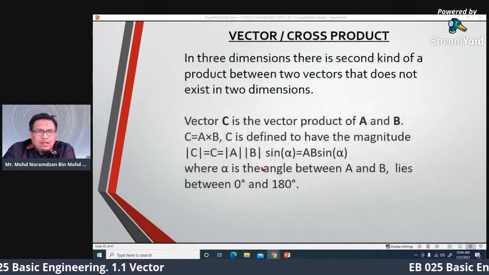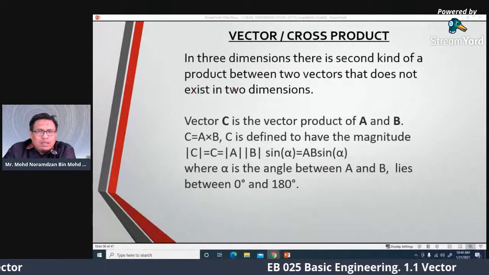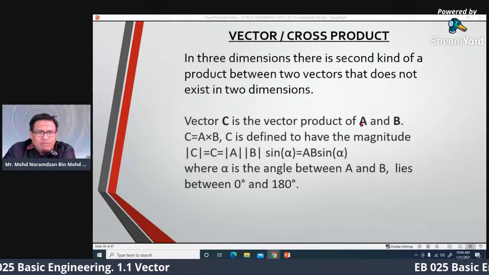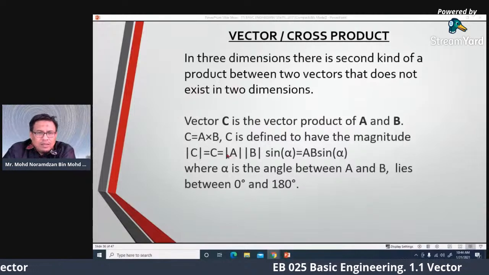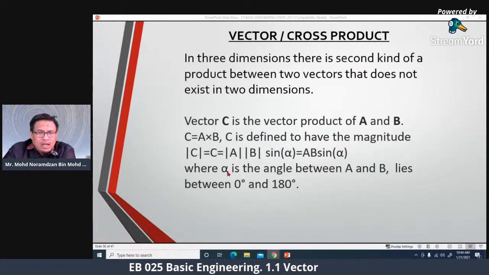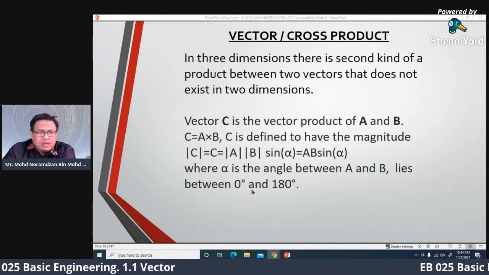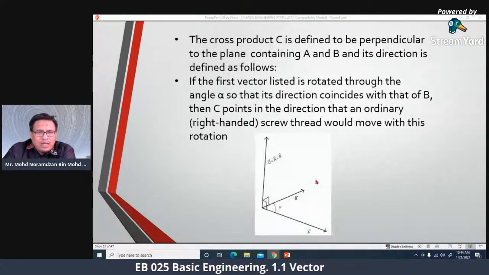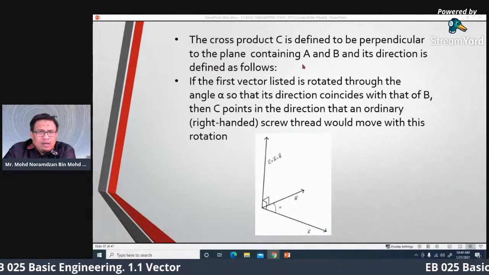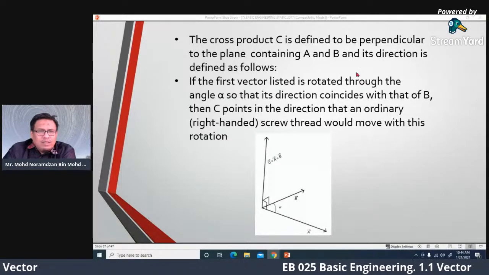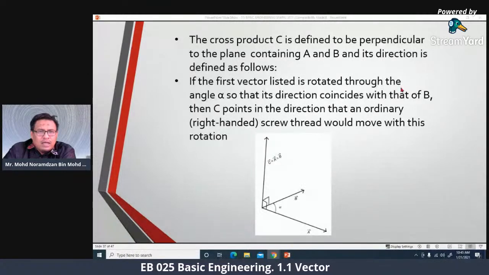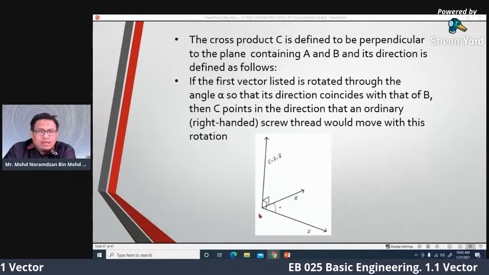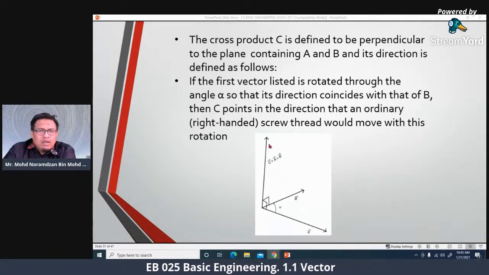All right. In three dimensions, there is a second kind of product between two vectors. C is the product of A cross B, equal to C. C is defined to have a magnitude where the angle between A and B lies between 0 and 180. The cross product C is defined to be perpendicular to the plane containing A and B, and its direction is defined as follows. If the first vector listed is rotated through the angle alpha so that its direction coincides with that of B, then C points in the direction that an ordinary screw thread would move.